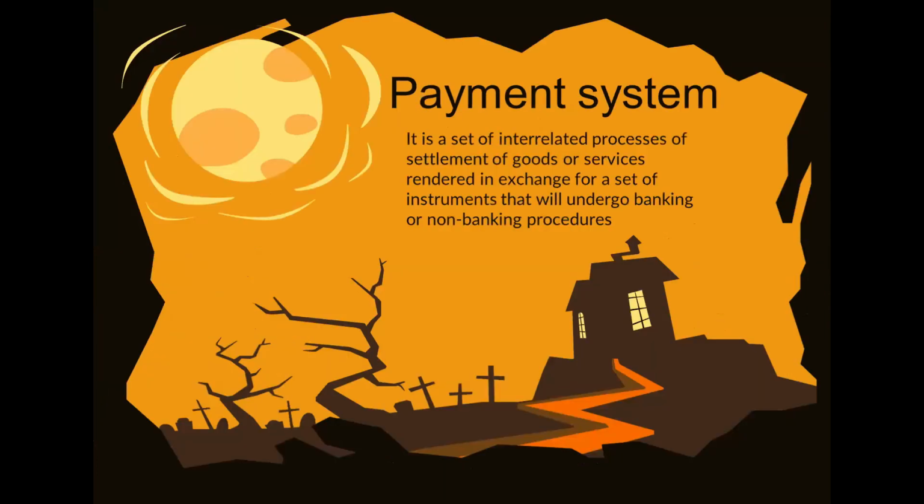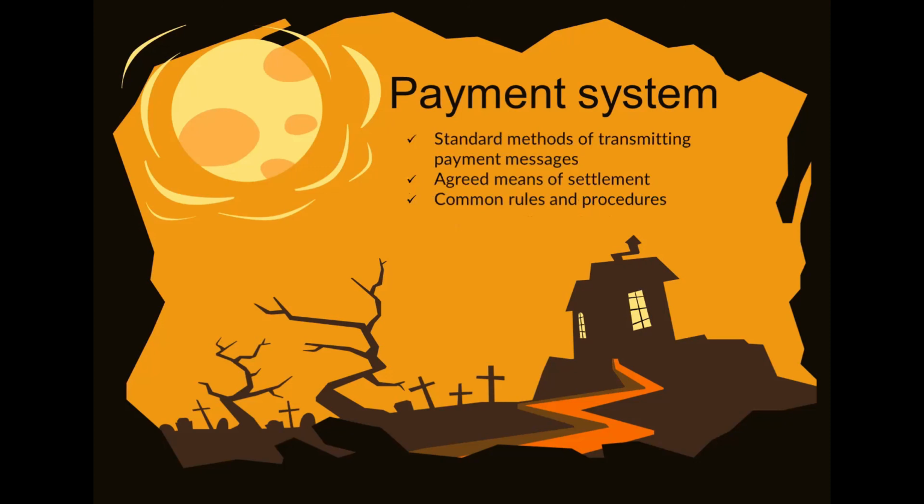Okay, so we go now to payment systems. A payment system is a set of interrelated processes of settlement of goods or services rendered in exchange for a set of instruments that will undergo banking or non-banking procedures. An effective payment system must have standard methods of transmitting payment messages, agreed means of settlement, and common rules and procedures. It must be safe and real-time. It must have effective risk management. It facilitates financial market transactions.